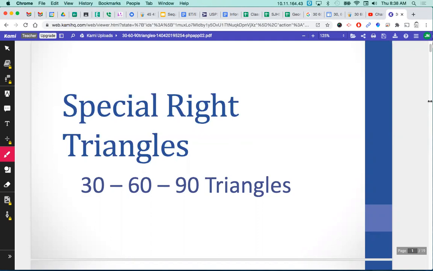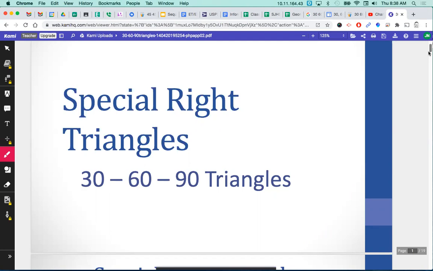Now, what's nice about these triangles is they form a consistent ratio. Their three sides form a consistent ratio that stays true no matter how big or how small the triangle is drawn, as long as they have these three interior angle measures: a 30-degree angle, a 60-degree angle, and a 90-degree angle.